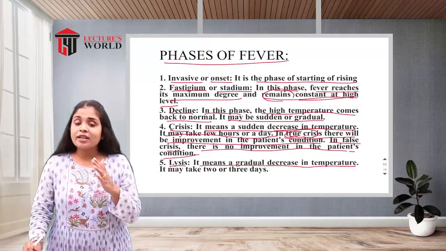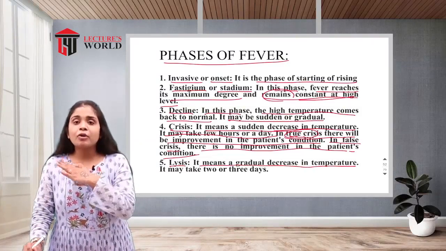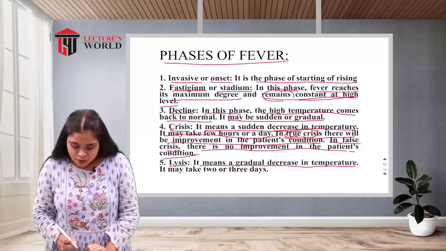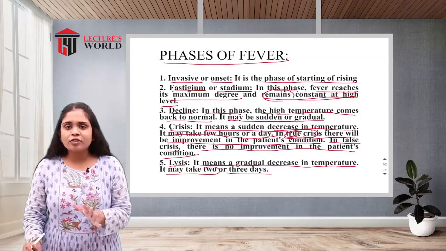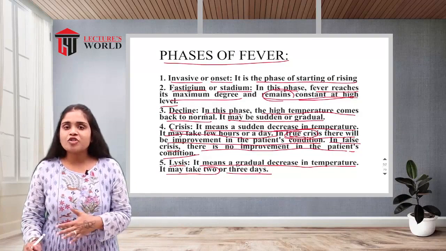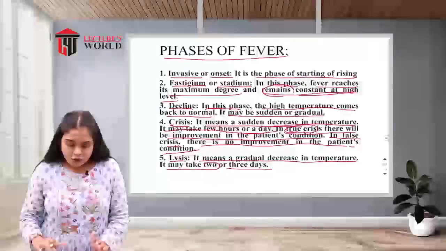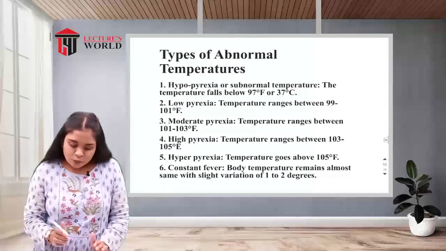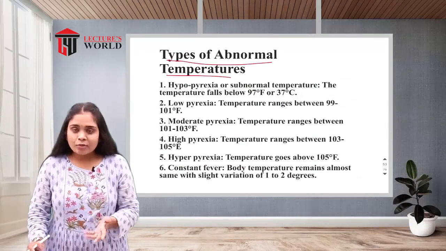So gradually it is taking time. Maybe it takes a few days or weeks to come to normal. So maybe it takes 2 or 3 days to come to the normal range of the body temperature. So these all are the phases of the fever. Now we'll be talking about the types of abnormal fever or abnormal temperature.